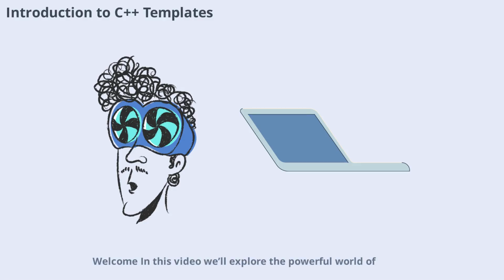Welcome. In this video, we'll explore the powerful world of C++ templates and the Standard Template Library, or STL. Templates are a cornerstone of generic programming in C++, allowing us to write flexible, reusable code that can work with any data type. Whether you're building a simple array or a complex data structure, templates help you avoid code duplication and make your programs more efficient. Let's start by understanding what templates are and why they're so essential in modern C++ development.